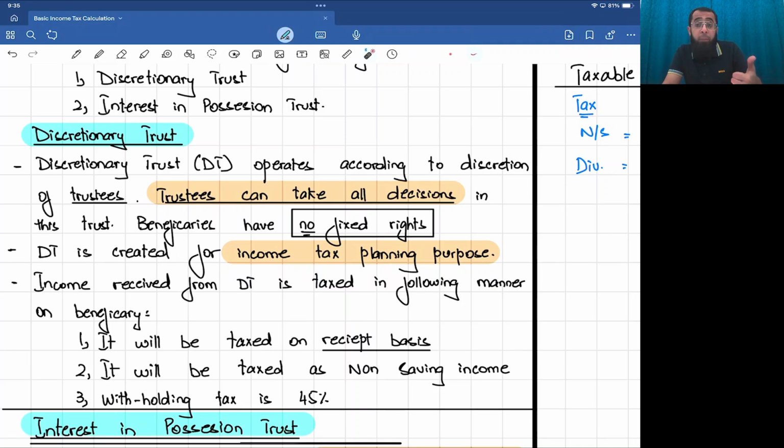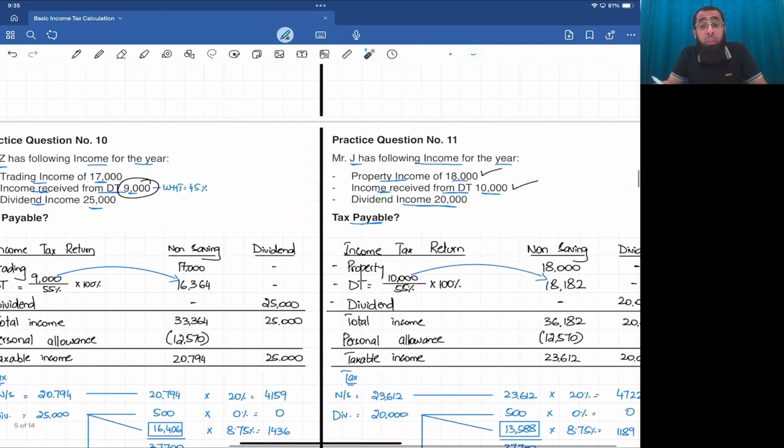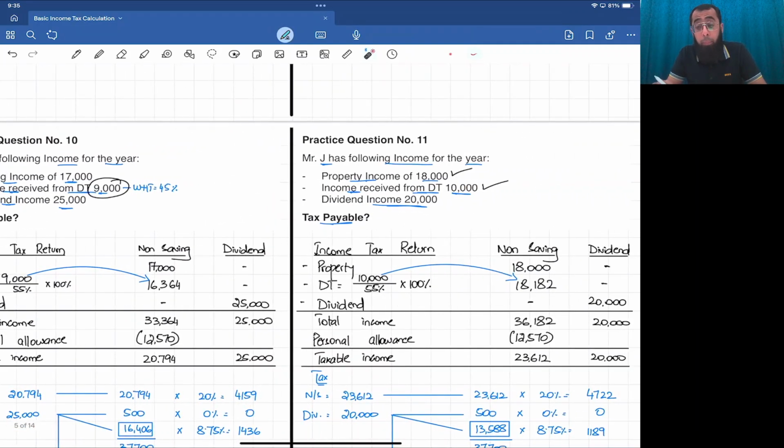It's taxed on receipt basis, assessed under non-saving income, and withholding tax is 45%. We applied these concepts in two practice questions. I hope you all remember.